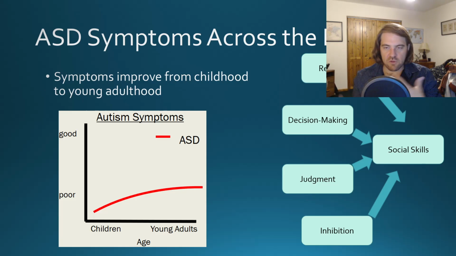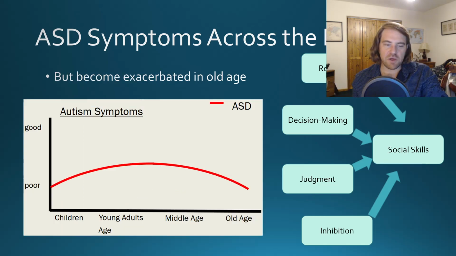Use more inhibition, and then take reasoning in this different way. And that can lead to the social skills that help them get along in life. This is the full picture, though. As we go into middle age, we've hit a plateau. And then as we get into old age, the symptoms are getting a little bit worse. Why is that?